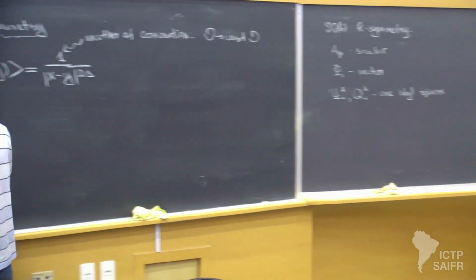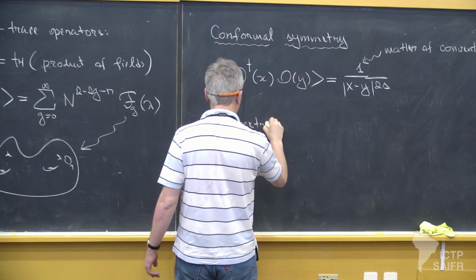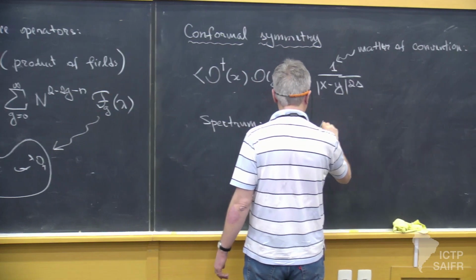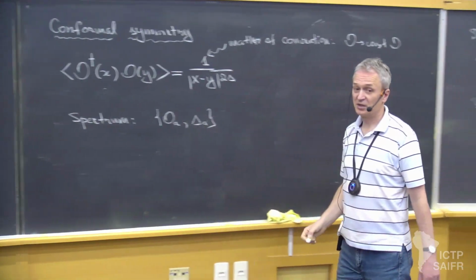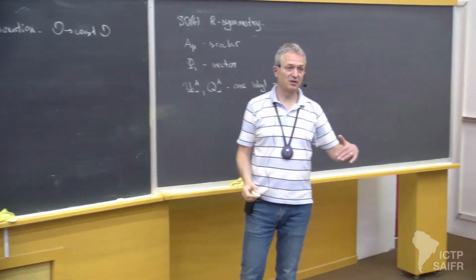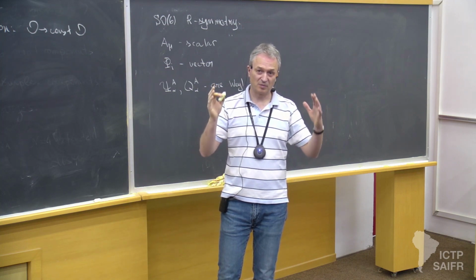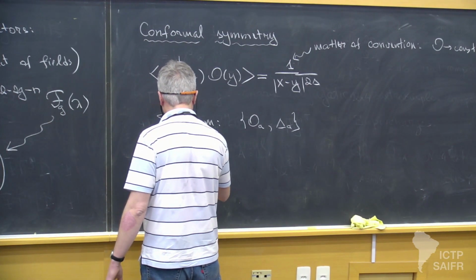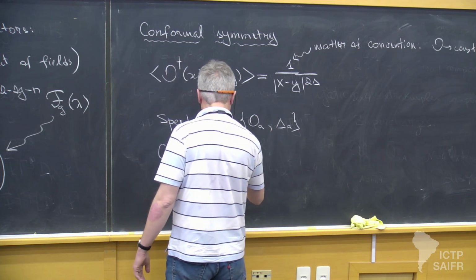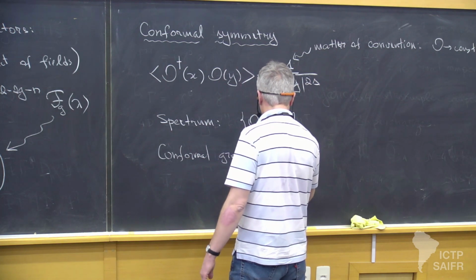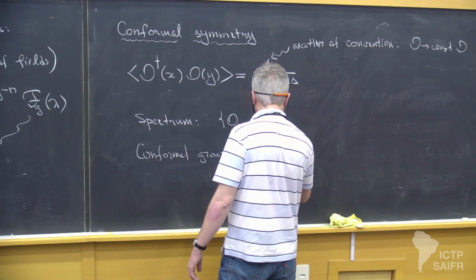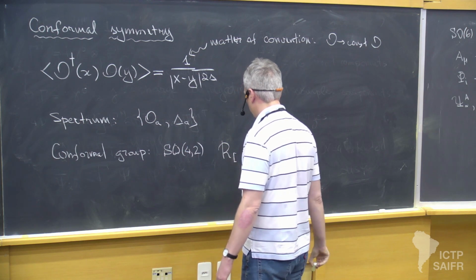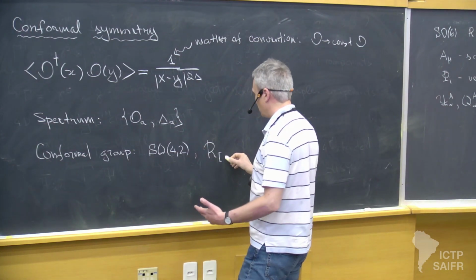So the spectrum is just a set of operators and their scaling dimensions. Or a more precise statement is that we want to decompose the Hilbert space of the theory into representations of the conformal group. The conformal group in 4 dimensions is SO(4,2). And so the operators will be transforming in the multiplets of this group.